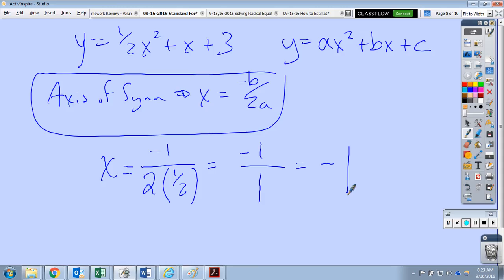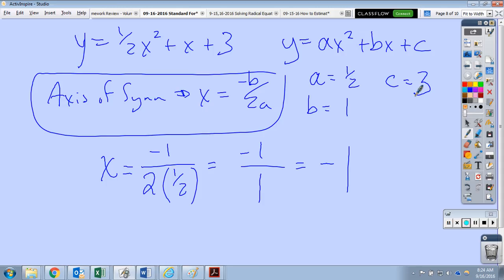We're going to get there. We're going to repeat this again. Okay. So a is 1/2, b is 1, and c is 3. I'm just going to plug that into the formula. So x equals negative b. Negative b is negative 1, all over 2 times a, and a is 1/2.